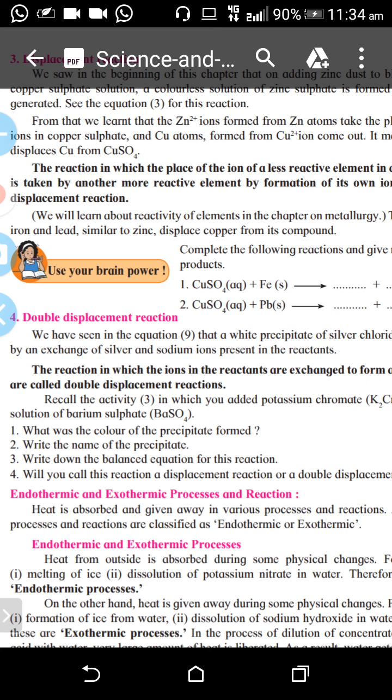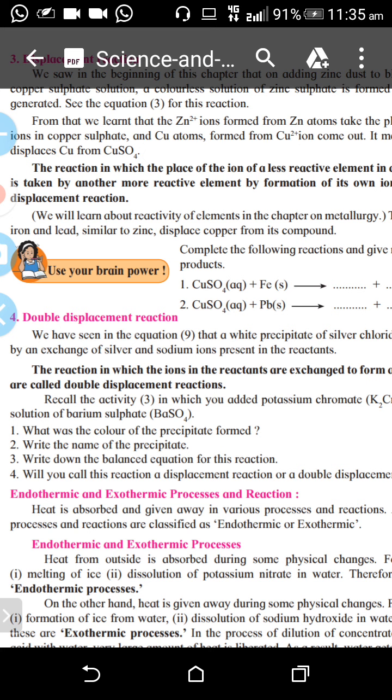One is BaSO4, barium sulfate, but that will be the difficult thing. Easy ones I'll write and give you, the simple ones, so that you can remember. You have done silver nitrate plus sodium chloride. You have done the experiment of Cl, Br, I radicals. So when silver nitrate combines with NaCl, sodium chloride, it forms silver chloride and sodium nitrate. So the reaction in which the ions in the reactants are exchanged to form a precipitate is called a double displacement reaction.